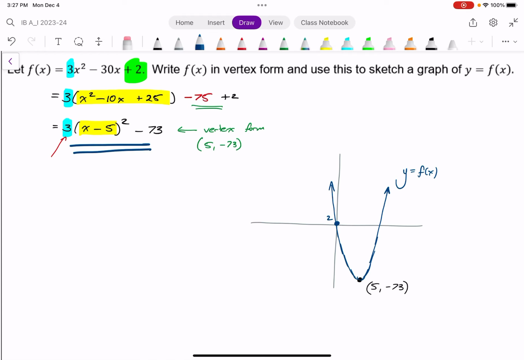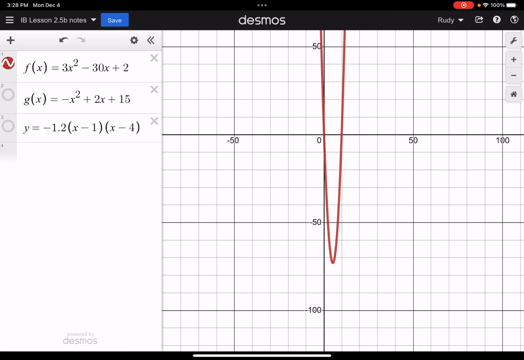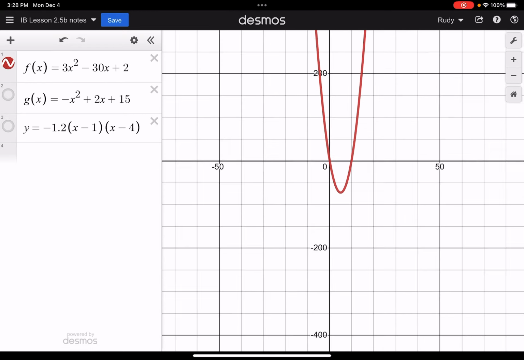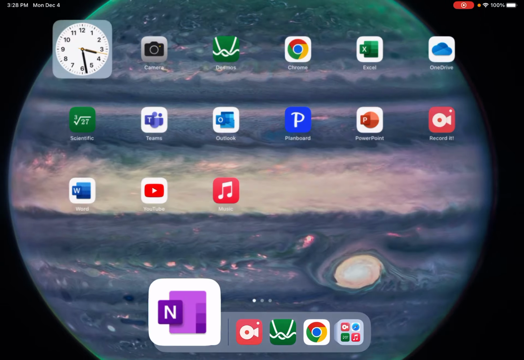I'll just go to Desmos quickly to confirm that I haven't made any mistakes. Keep in mind, you're always able to graph things in a graphing device. Here is a basic zoom setting. I'll zoom out a bit, and I'll now compress my y-axis a bit to make it nicer. There we go. Notice there's my vertex, 5, negative 73. It looks like my sketch. All good.